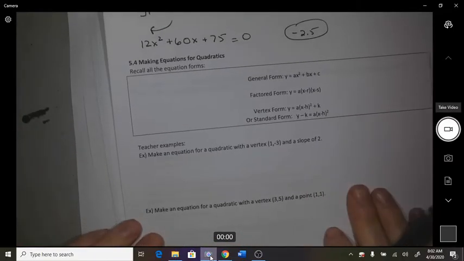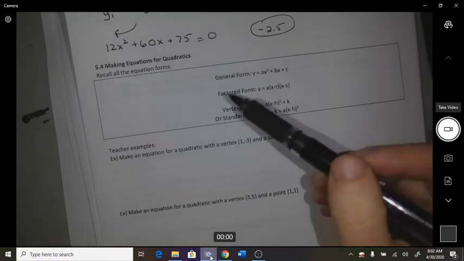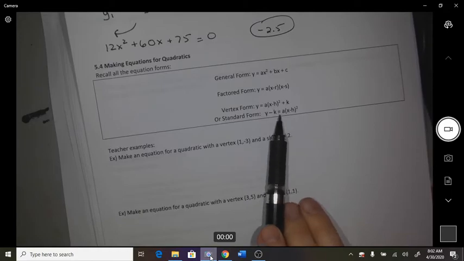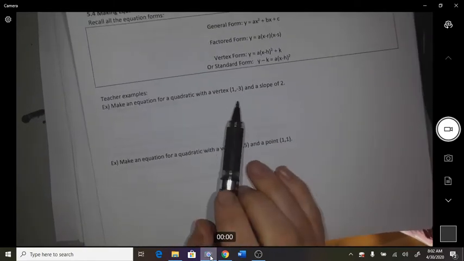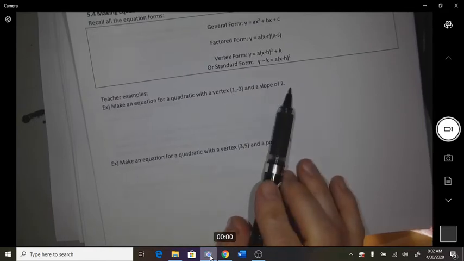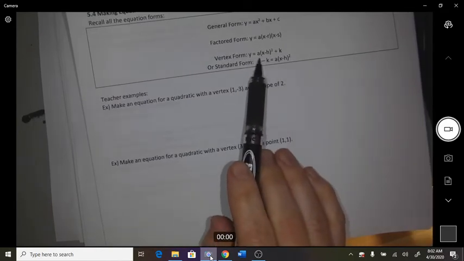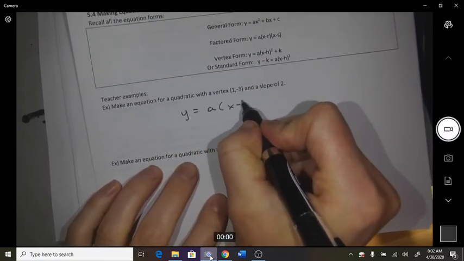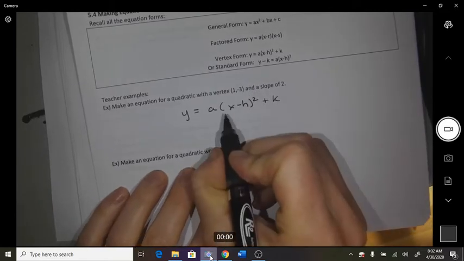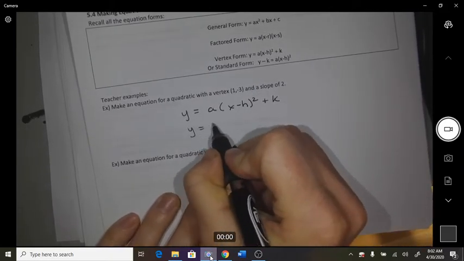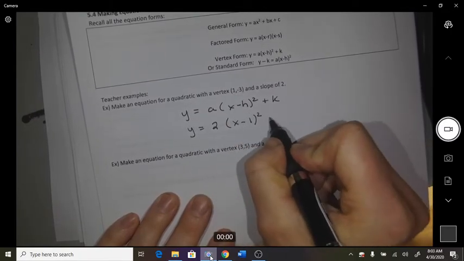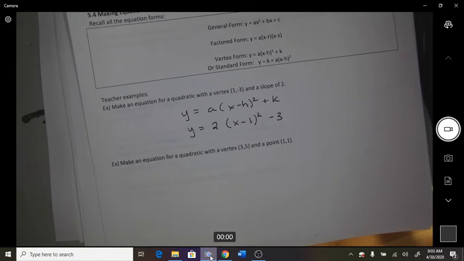Okay, making an equation. So we've learned from the basics that we have general form, factored form, or vertex form, and then if we switch the k, it can be standard form. So make an equation for a quadratic with a vertex and a slope. Given the vertex and slope, I'm going to go vertex form. I'm going to put the slope in for the a, and the 1 in for the h, and the -3 for the k.